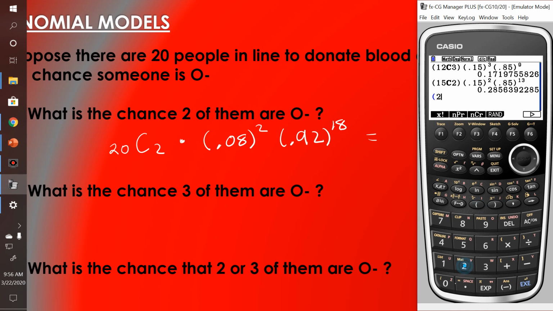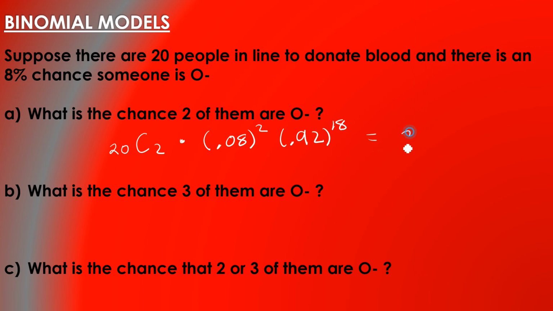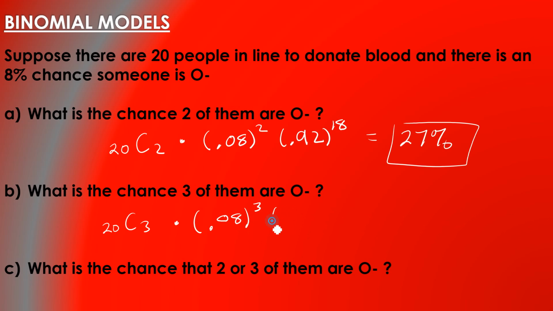So I'll go ahead, 20 choose 2, 0.08 squared, and then 0.92 to the 18th. 27.27. So 27% chance that 2 of them of 20. What is the chance that 3 of them? So 3. Same number of trials because I have 20 people in line.